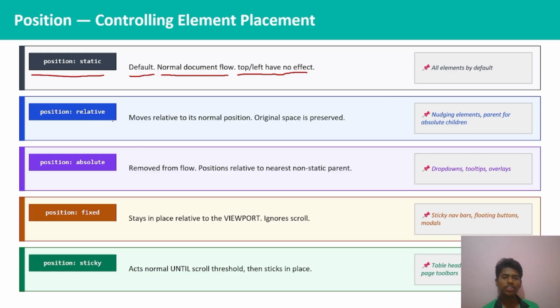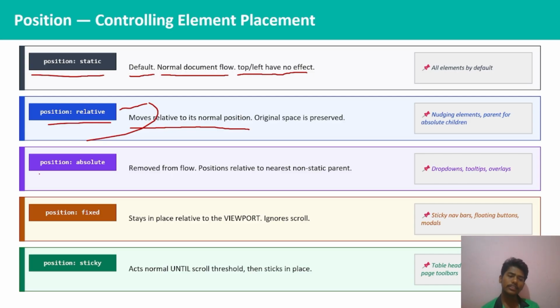Next, position relative. What is position relative? It moves relative to its normal position. Let's assume the normal position is there; it moves relative to that position. The original position is preserved. If the position is relative, this is the normal position, which is preserved, but the element will move relative to the normal position. The original position is preserved.